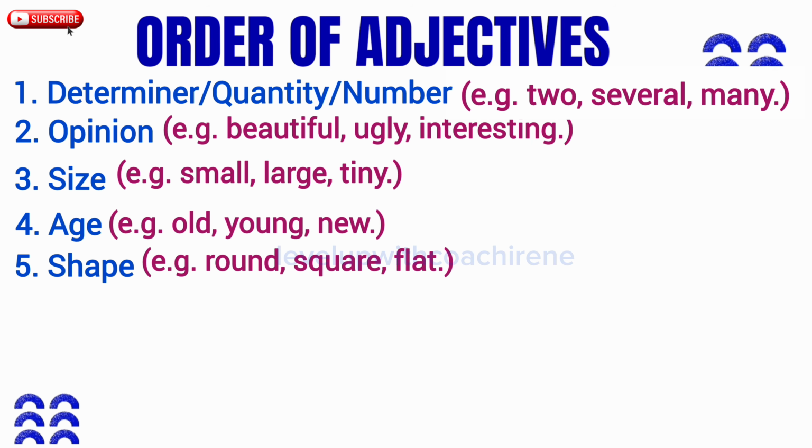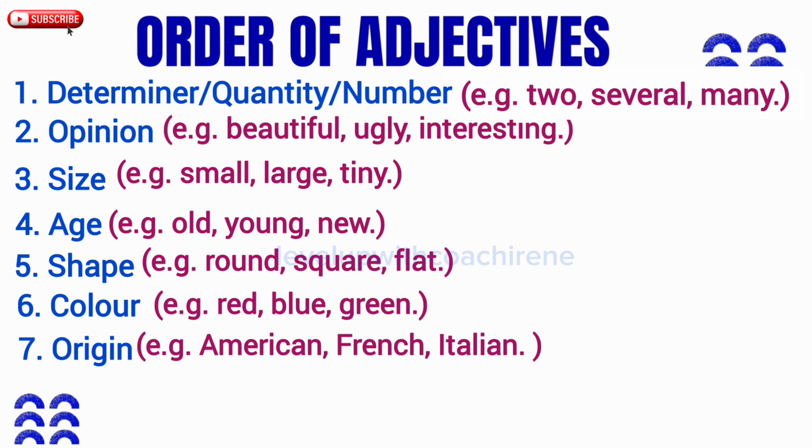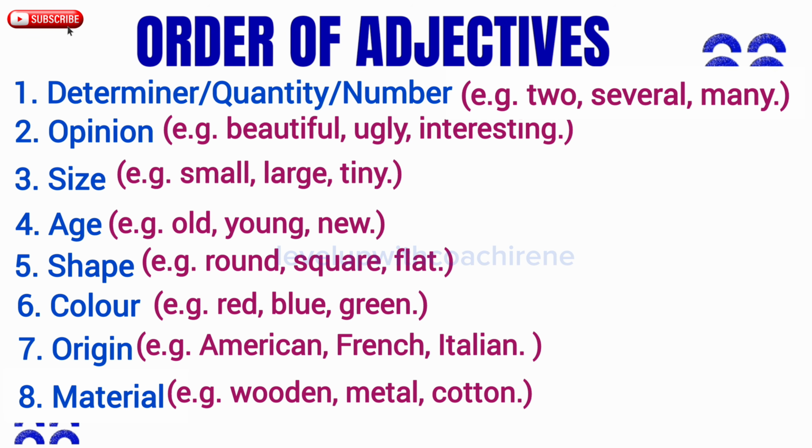Examples: round, square, flat. Number 6, color. Examples we have red, blue, green. Number 7, origin. Examples: American, French, Italian. Number 8, material. Examples include wooden, metal, or cotton.